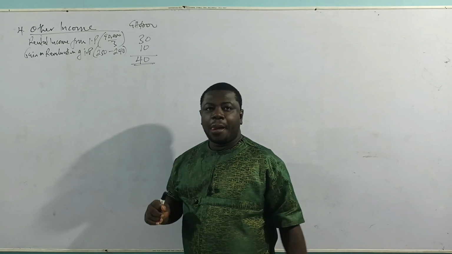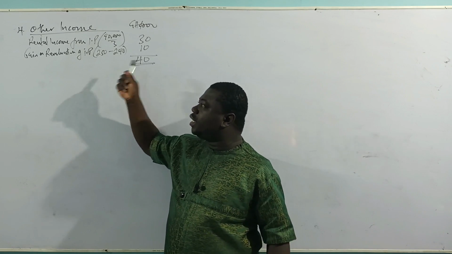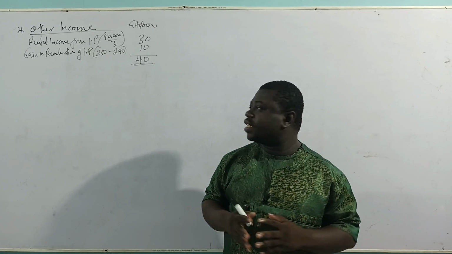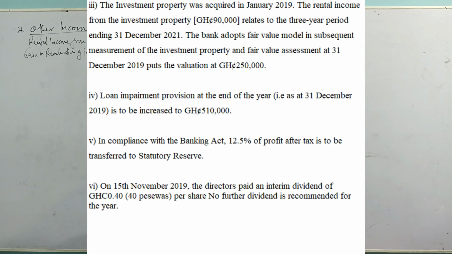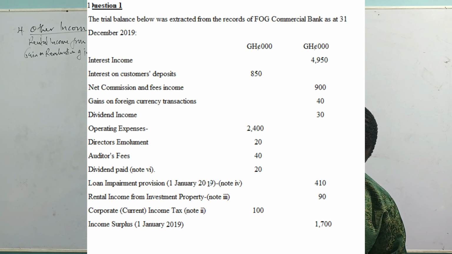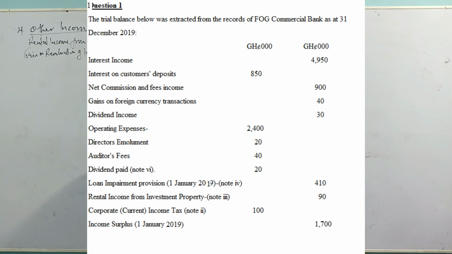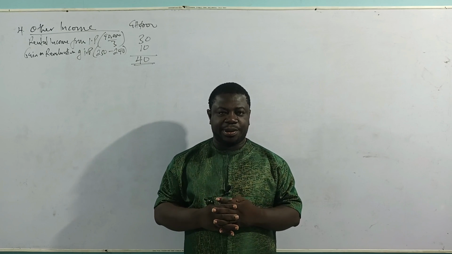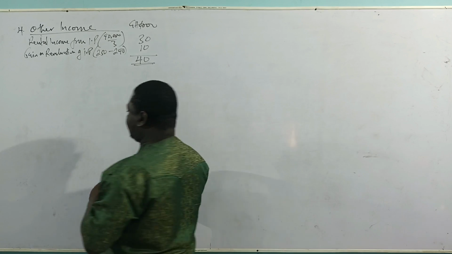So when we get to the statement of profit or loss, we'll pick 40 as other income, and then we'll indicate the working for that. I'm sure this is also understandable. Then we move to the next additional information, which is IV, loan impairment provision. We are told that it is 510 for this year. Now, if you go to the trial balance, we are told that the loan impairment provision as at 1st January 2019 was 410. So we are only going to do workings to show the movement, and the difference will go as an increase, which is an expense. Okay, so let's come to working 5.